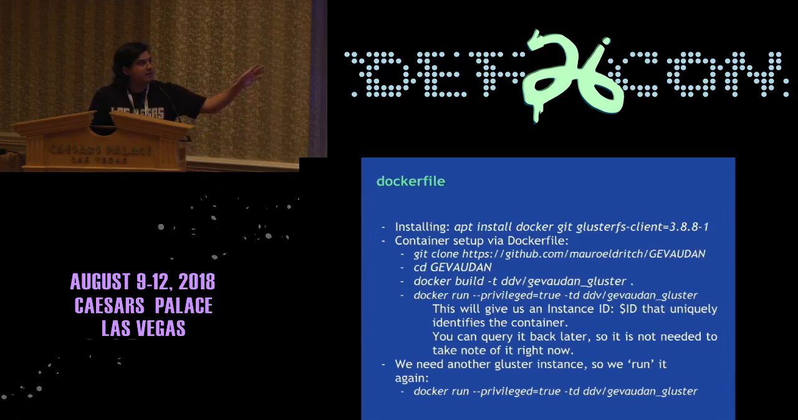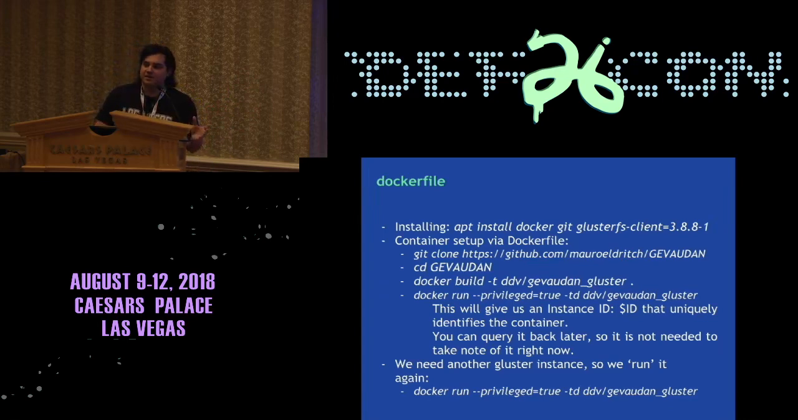You can simply build the image, tag it whatever you want. The tag is the name you're giving to the image itself, Gevaudan Gluster. It should be run in a privileged environment because Gluster requires it. You can run most of the images or Dockerfiles around there without any privileged user. So this will give us an instance ID. Then you can use it to identify that container.